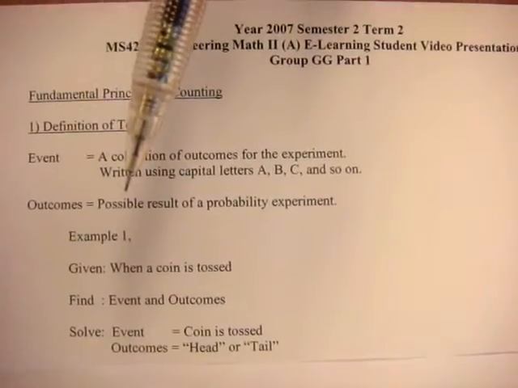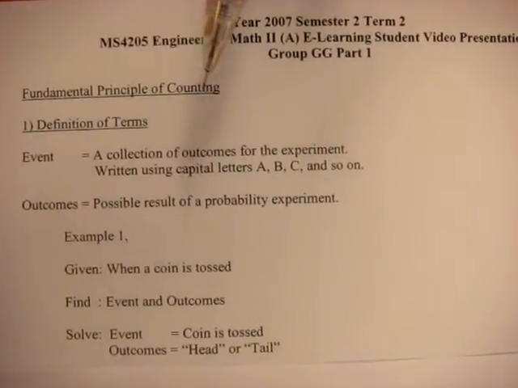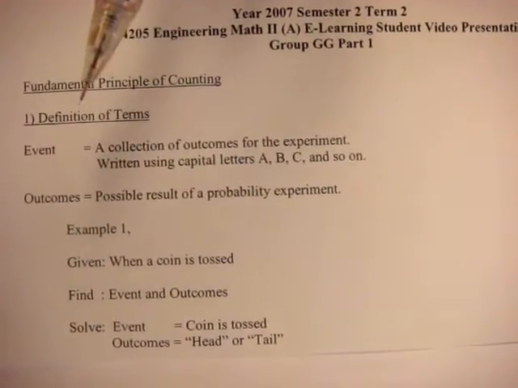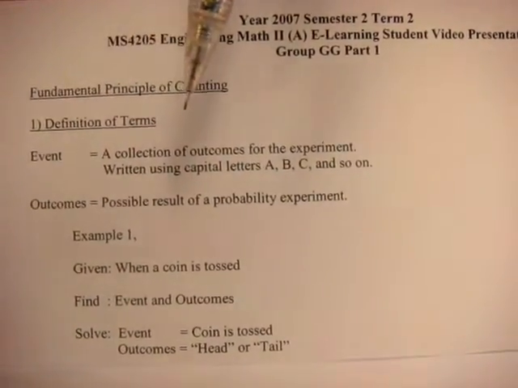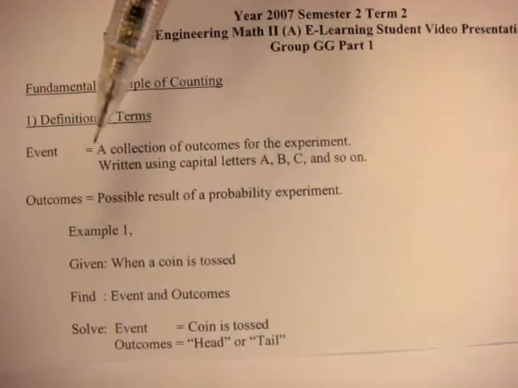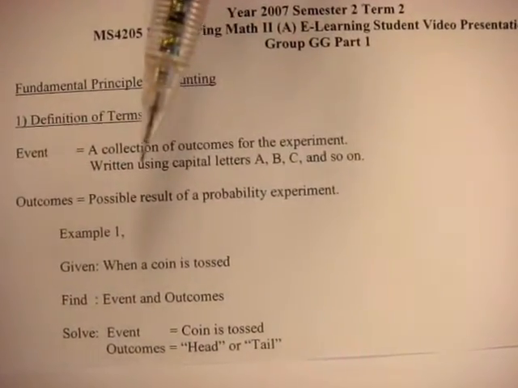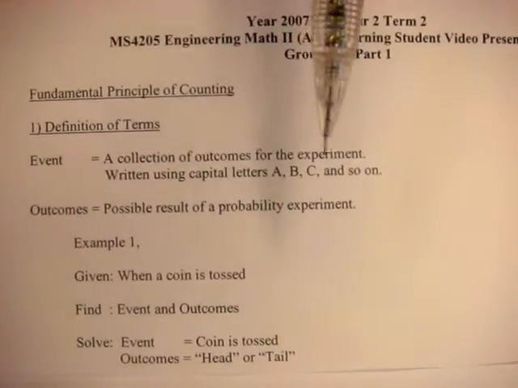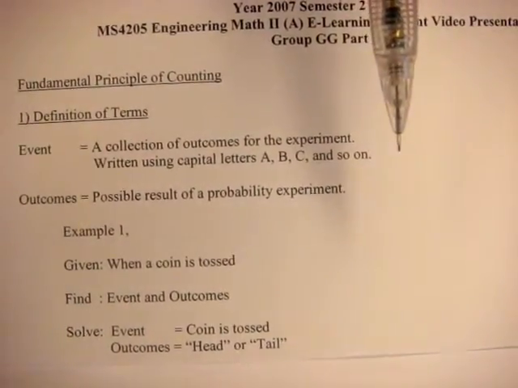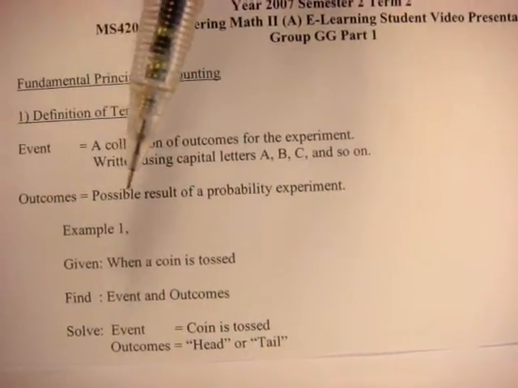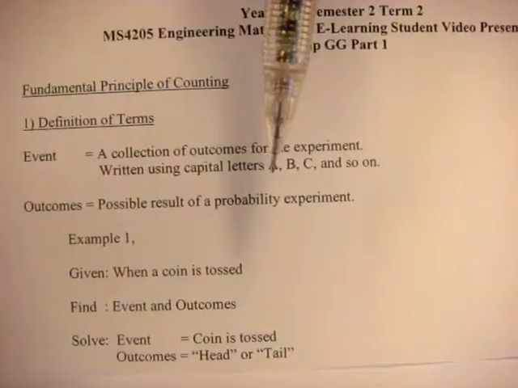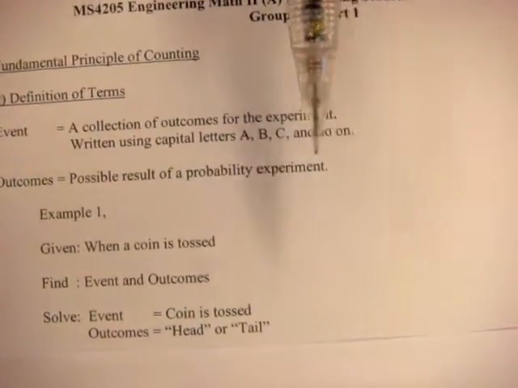I will talk about the fundamental principle of counting. First, I will explain the definition of terms. Event. Event is a collection of outcomes for the experiment. Normally, we use capital letters A, B, C, and so on to represent it. Outcomes is a possible result of a probability experiment.